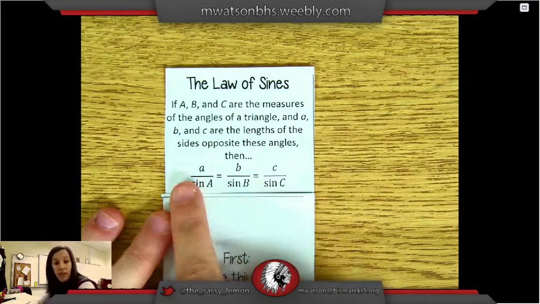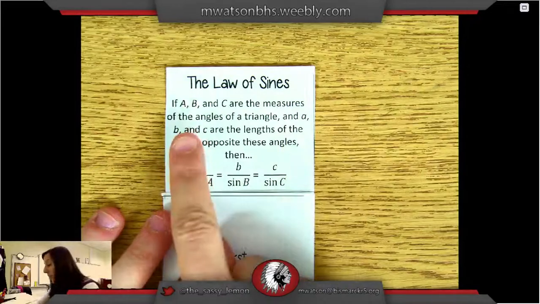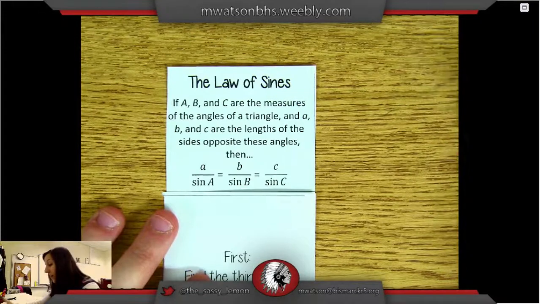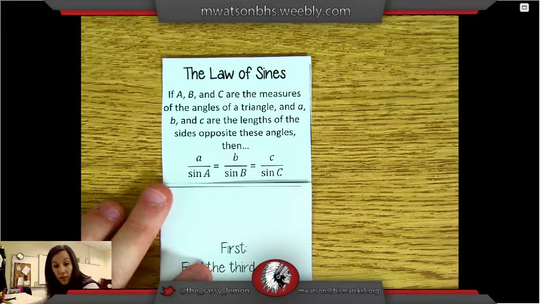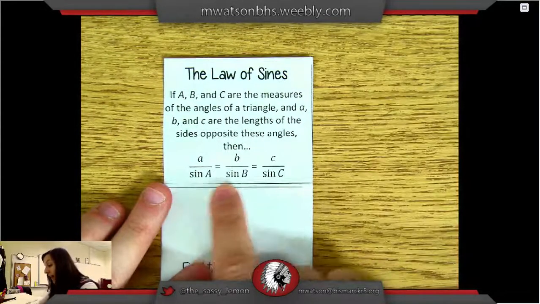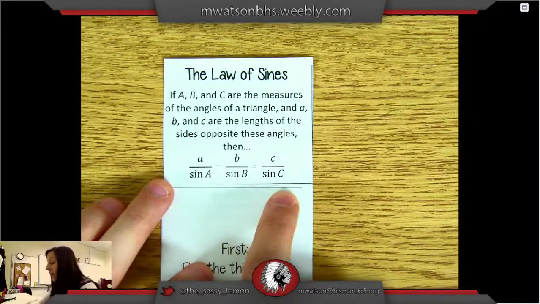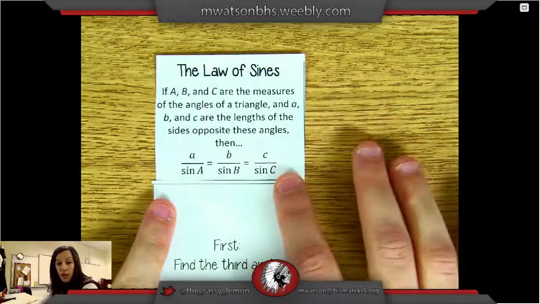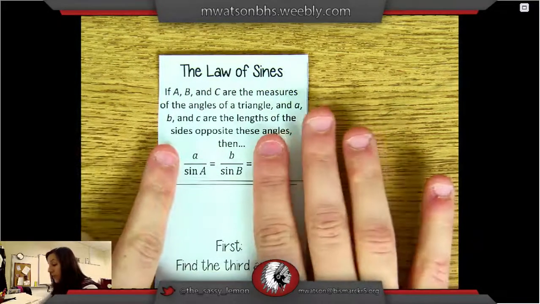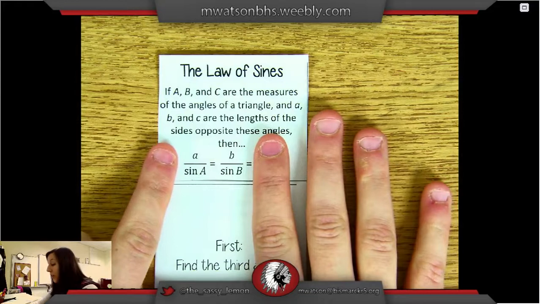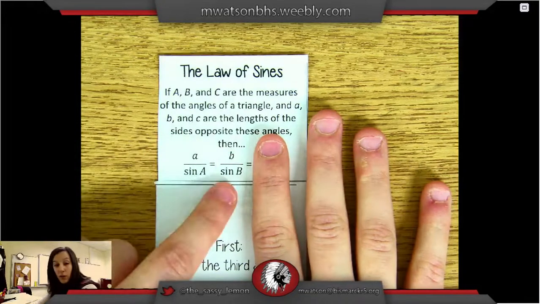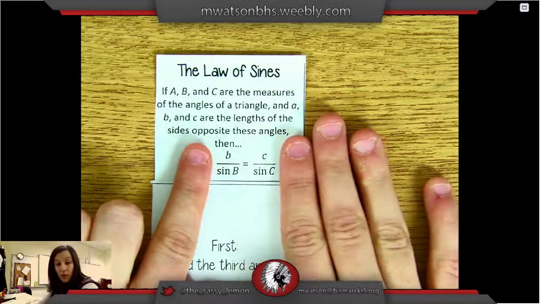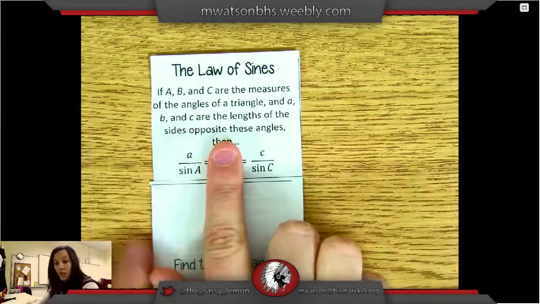So first, let's read the law of sines. If A, B, and C are the measures of the angles of a triangle, notice they're capital, and a, b, and c are the lengths of the sides opposite those angles, then you have this triple proportion here. Now the thing about this formula is all it's saying is you don't have to have all three whenever you're solving a problem. A proportion is a fraction equal to a fraction. So say you have three of these variables and one missing, well, you can solve that proportion. Or you could do these two together, or these two together.